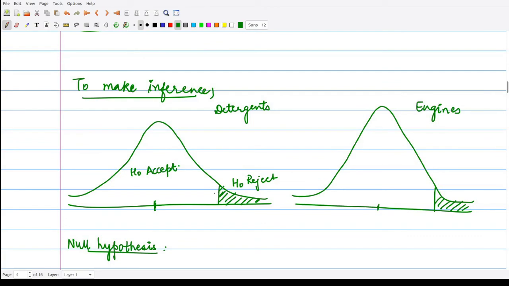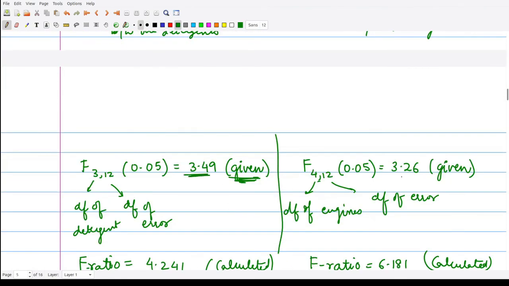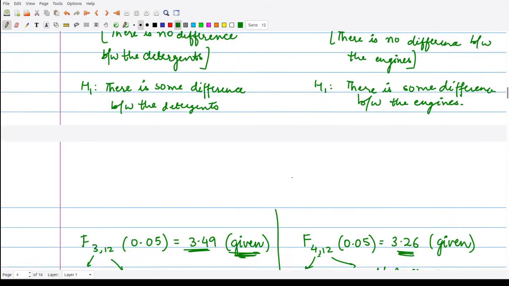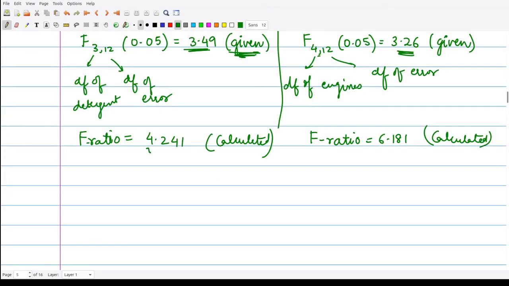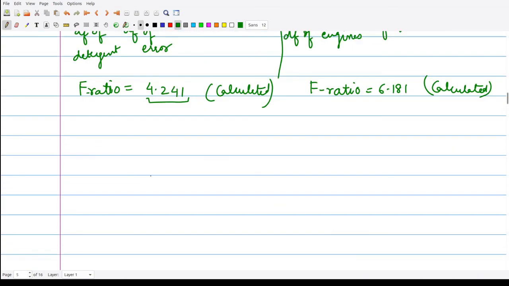Now according to this given value, we'll write down our region. So our critical region starts at the value 3.49 in this case. In the second case, it starts with 3.26. So now we will see our F ratio is 4.241. So 4.241 is obviously greater than this quantity, so it will lie somewhere here. So that means our F calculated value lies in our critical region. So we will reject our H naught.